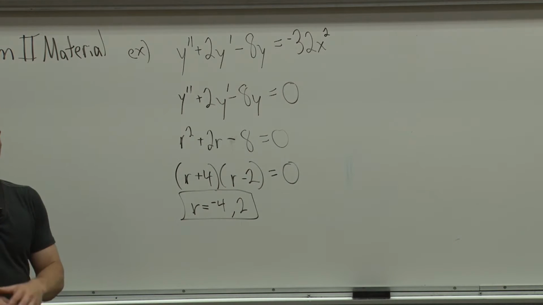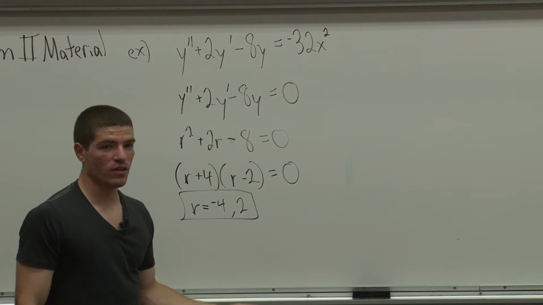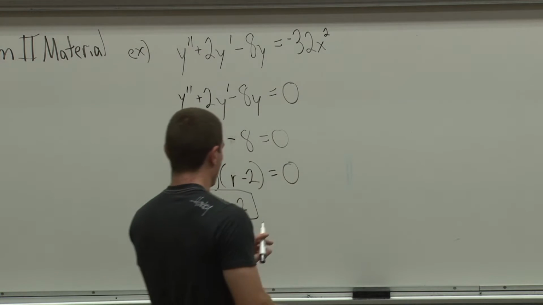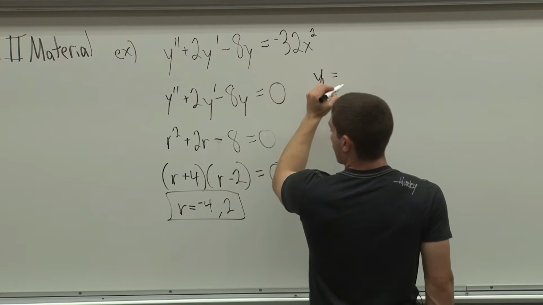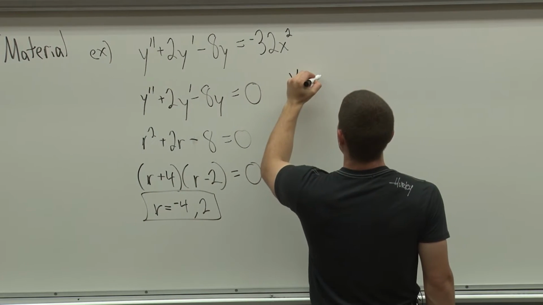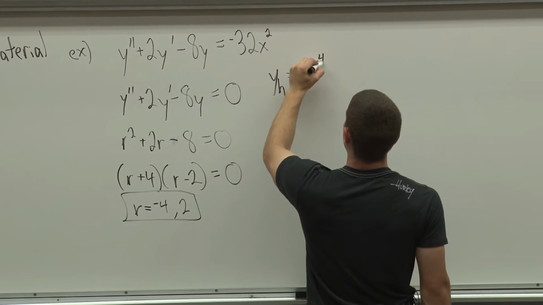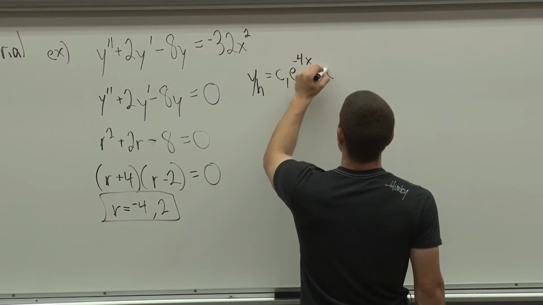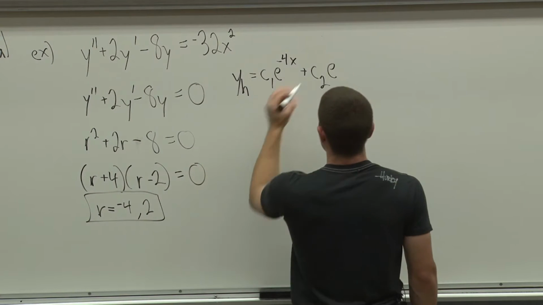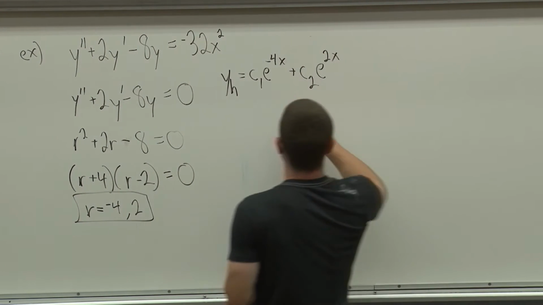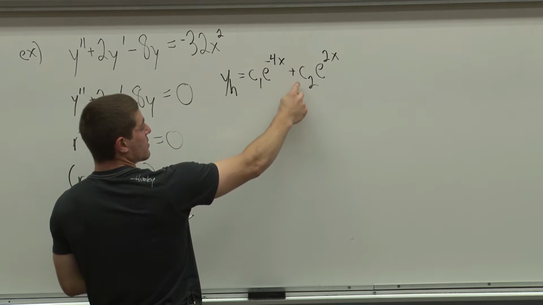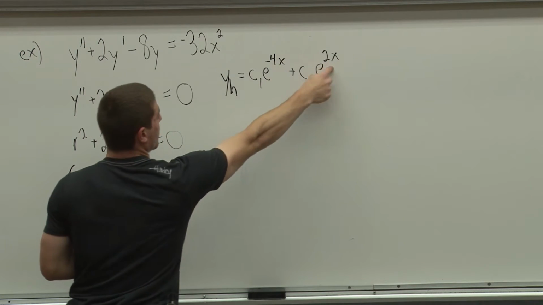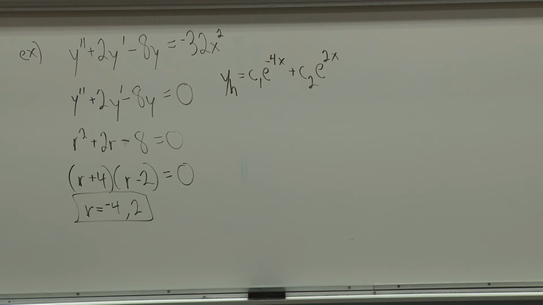We can use the corresponding homogeneous solution for two distinct roots, which is simply: y homogeneous equals c1 e to the negative 4x plus c2 e to the 2x. So we're taking both of our roots and putting them into c1 e to the r1x plus c2 e to the r2x. Once we have that, we are done.